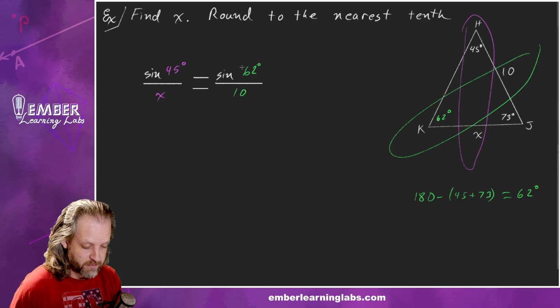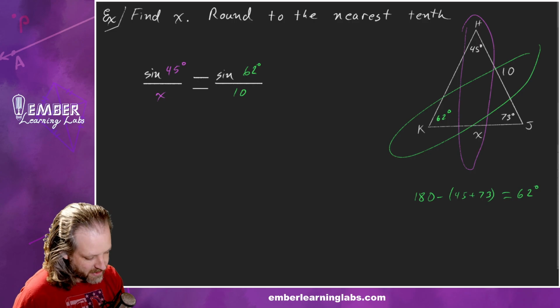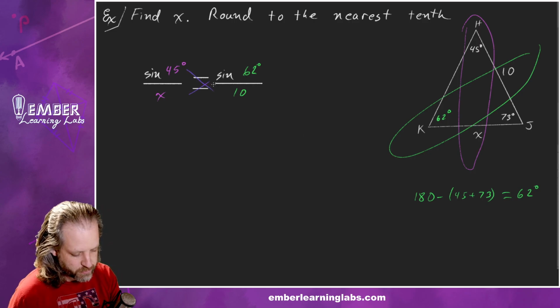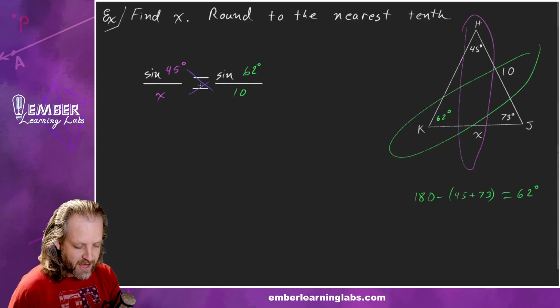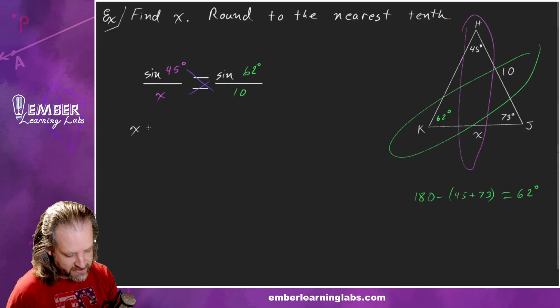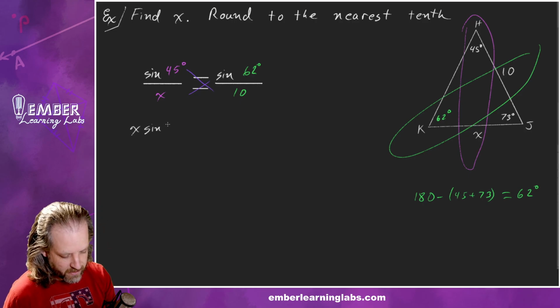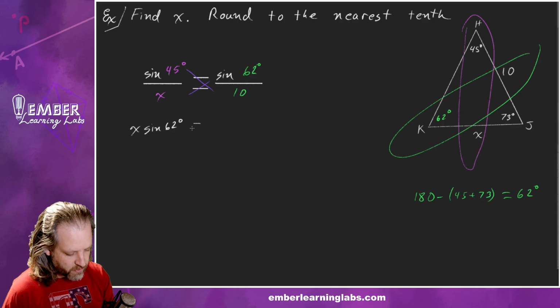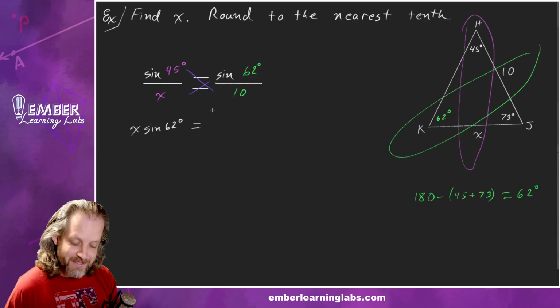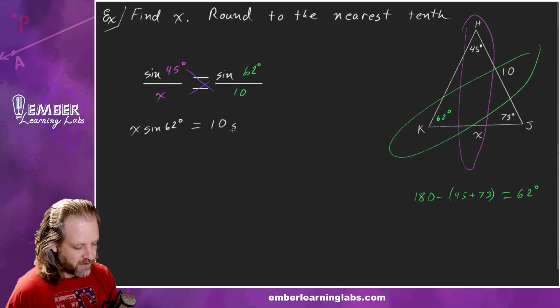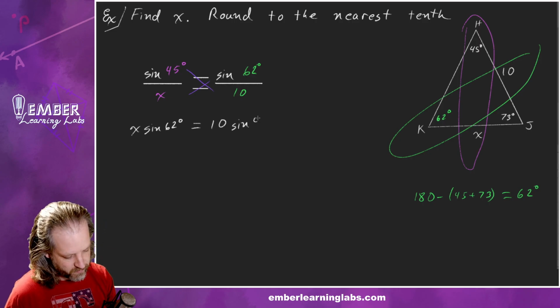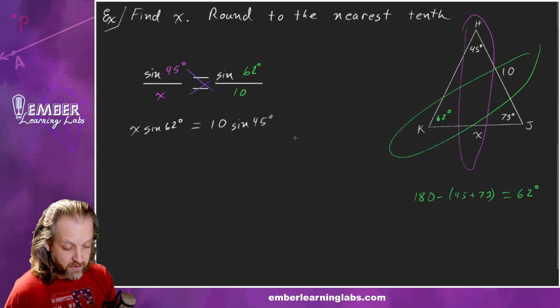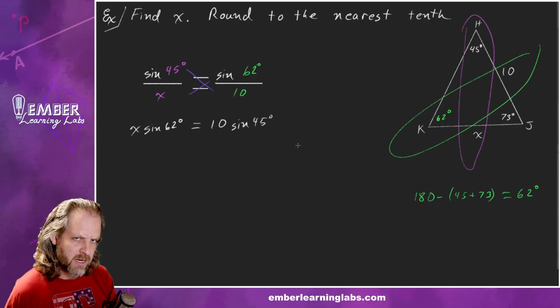Now we're going to cross multiply and divide. So x times the sine of 62 degrees equals 10 times the sine of 45, which is actually 1/2. Or is it not? Is it this? No, it's not. It's not 1/2, but that's okay.